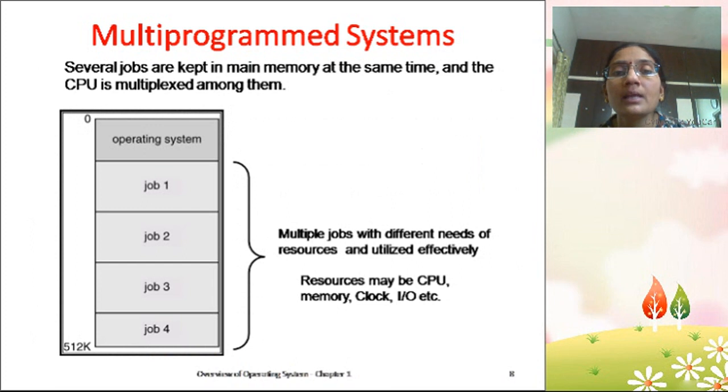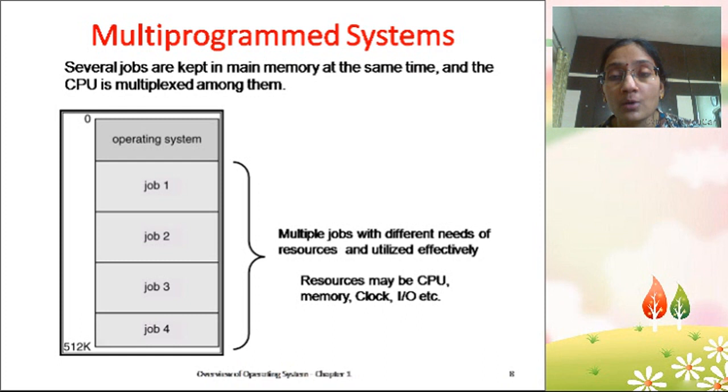Now, this is the memory layout of the multi-program system. The operating system will be in memory, and multiple programs or jobs will be stored in memory, and all of them will be executed simultaneously. The CPU will be multiplexed among them. That is, at some particular instant of time, the CPU will be allocated to only one program or job. When that program is performing I/O, the CPU will be used by another program. So here is the multiplexing of the CPU.